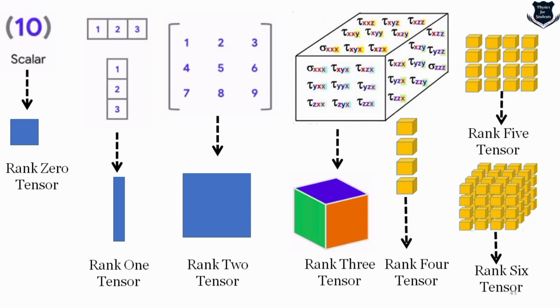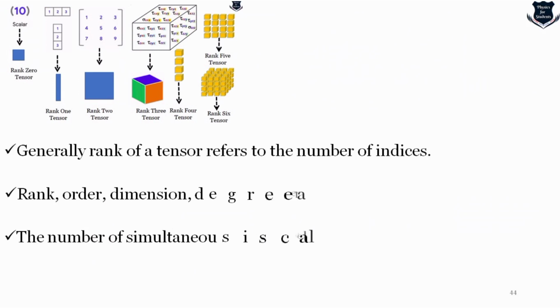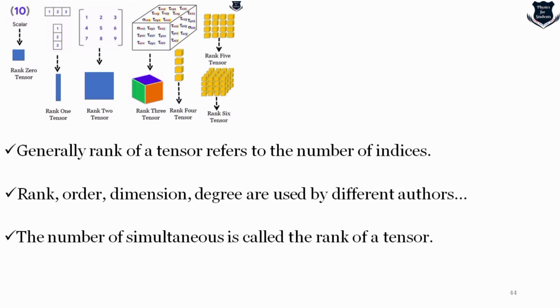So this is just a visual representation to show you what the rank of a tensor would be. Don't worry, we can take up a separate video on the operations of tensors. This is not the right place. Generally, the rank of a tensor refers to the number of indices. Rank, order, dimension, and degrees are used by different authors, and the number of simultaneous indices is called the rank of a tensor.